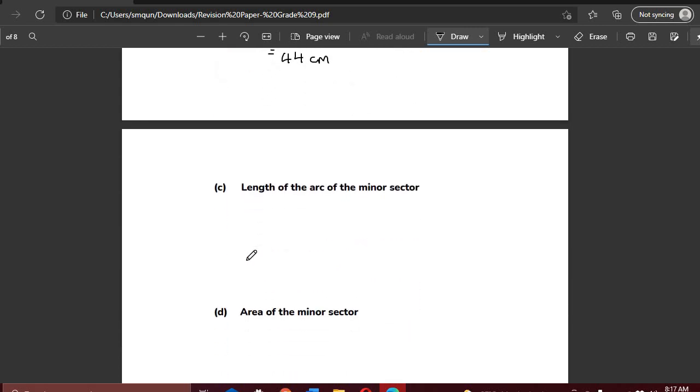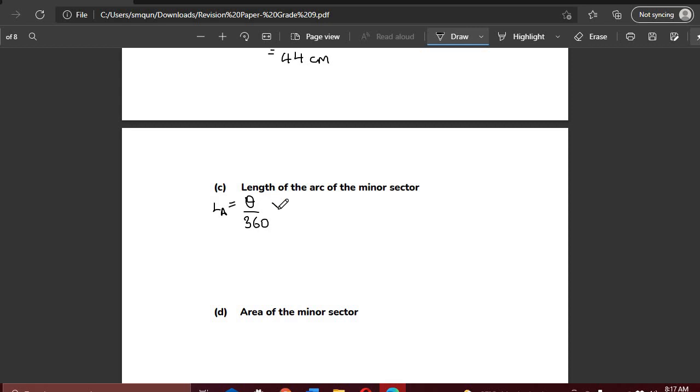Okay, how do we find the length of the arc of the minor sector? Now, when you want to find the length of an arc, you're going to use this formula. Now, keep in mind that we're finding a part of the circumference. So what I'm going to do, I'm going to write theta over 360. I'm going to write this as L subscript A, length of the arc.